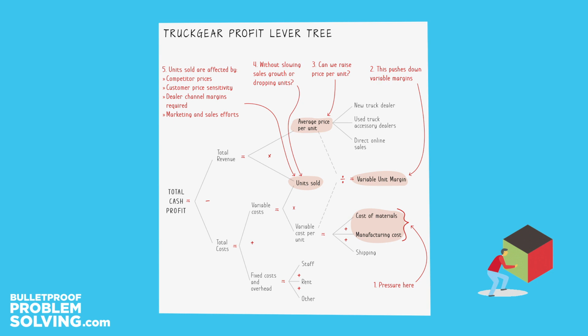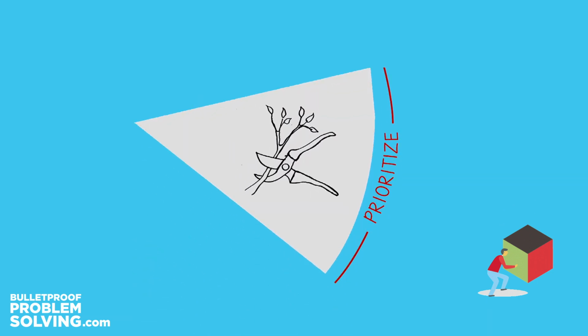Our concern coming into it was that the units sold are affected by our competitors' prices, our customer price sensitivity, the margins that are required by our dealers, and our marketing and sales efforts. So we weren't sure which of the levers we could affect. You'll all remember that the 3rd stage in problem solving is the prioritization stage. And here we did some analysis, and we actually did a phone survey with customers so that we could understand how sensitive they were to pricing.